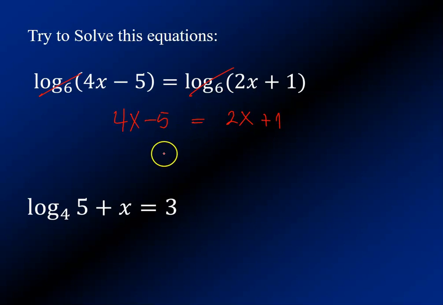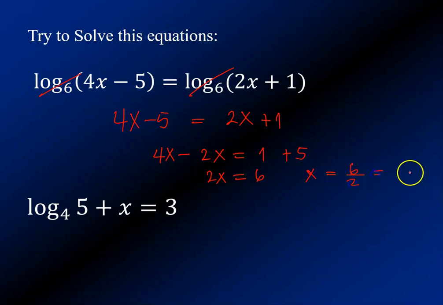So we will have now 4x minus 2x equals 1 plus 5, which is 2x equals 6. And then now x is equal to 6 over 2, which is equal to 3. Okay, so that is the value of x. Let's try another example. How about the second one?